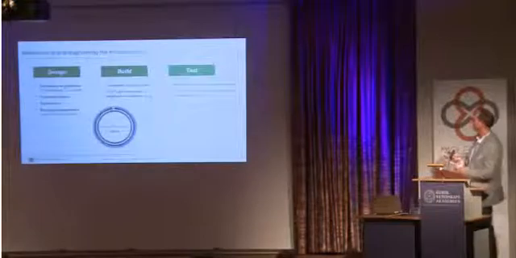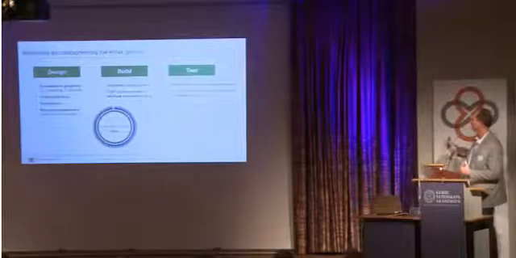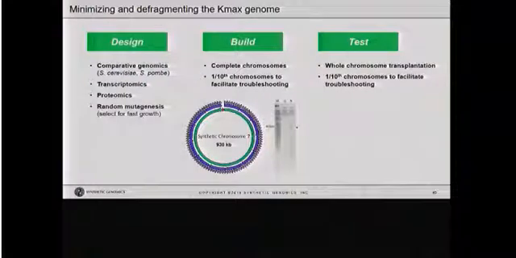So thinking about our design, build, test cycle here, with design, there's just an enormous amount of information out there in the literature where we can leverage comparative genomics in Saccharomyces cerevisiae and Schizosaccharomyces pombe, where a lot of genes that are non-essential are already known. And then also doing random mutagenesis again, understanding what genes can be knocked out.